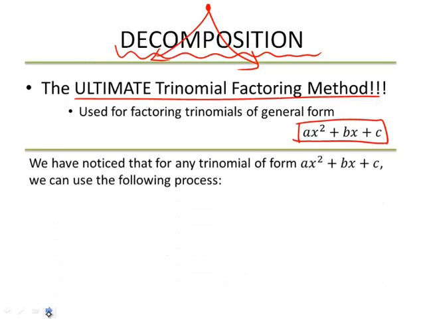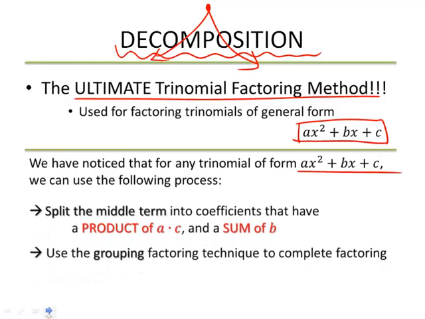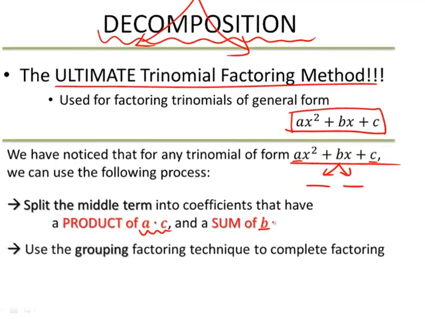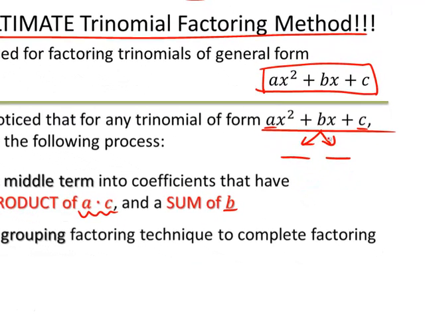So let's recap what the process is. The process is to split the middle term so that these two numbers that you split it into have a product of a times c, the outer product, and a sum of b, obviously because these need to be equal to this step.